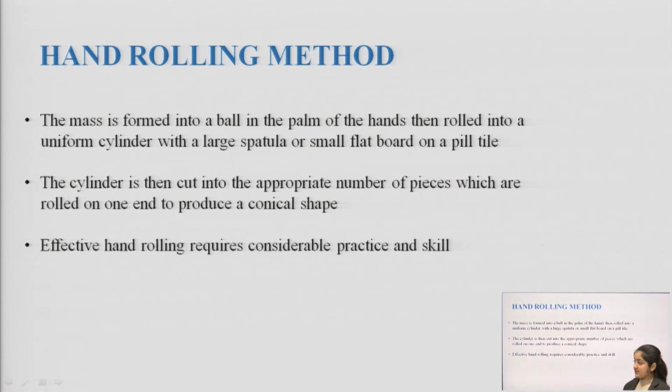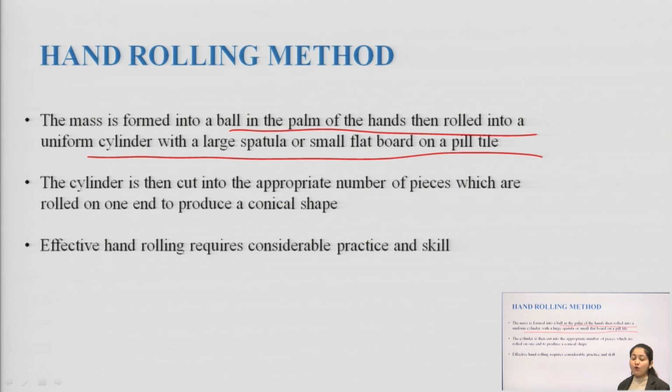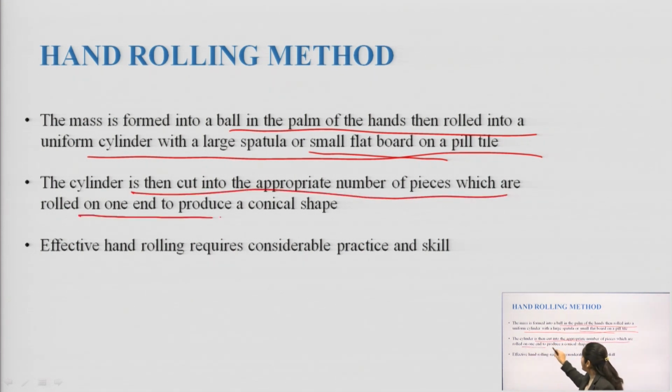Here, as I have discussed, the mass is rolled into a ball in the palm of the hands, then rolled into a uniform cylinder with a large spatula or a small flat board. As I have discussed in my previous slide, initially you triturate the mass in a mortar. After the trituration, you prepare a mass, a dough, and out of that mass you take it onto a flat board or into a cylindrical board. After that, this cylinder is cut into an appropriate number of pieces which are rolled onto one end to produce a conical shape.